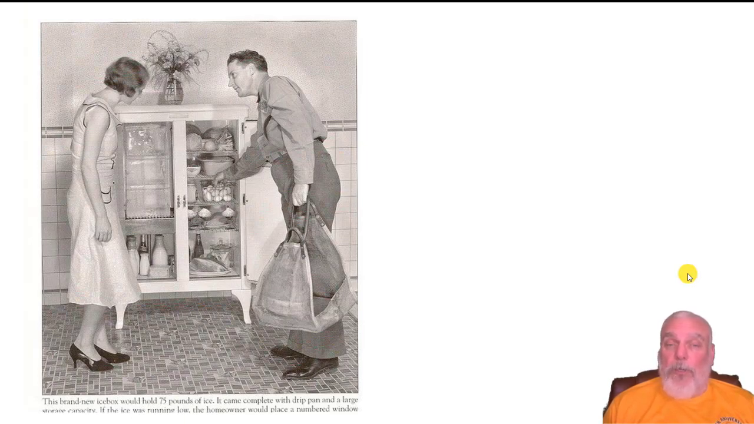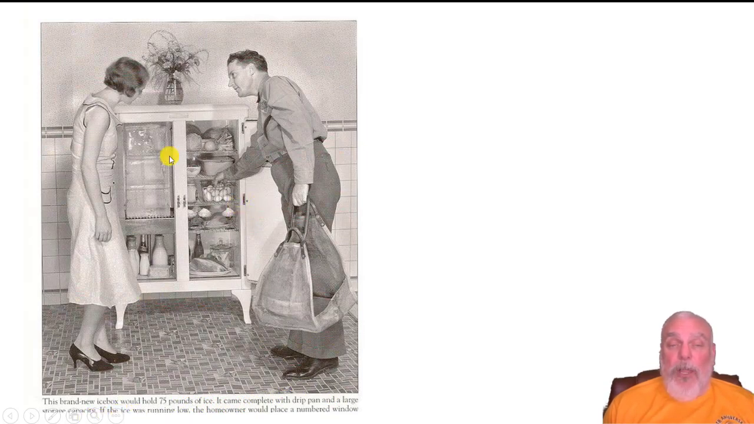They might have had what's called an ice box. And it's basically just a big cooler. And you see here, they have their meats, eggs, milk, and then over here there's a big gigantic block of ice, and you would close this like you would close your refrigerator, and you'd call this an ice box. So this caption down below, it says this brand new ice box would hold 75 pounds of ice. It came complete with a drip pan and a large storage capacity.